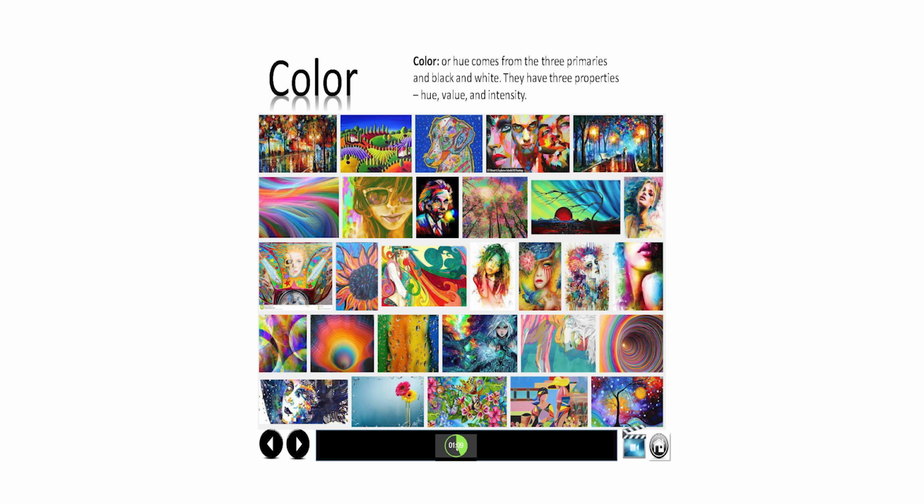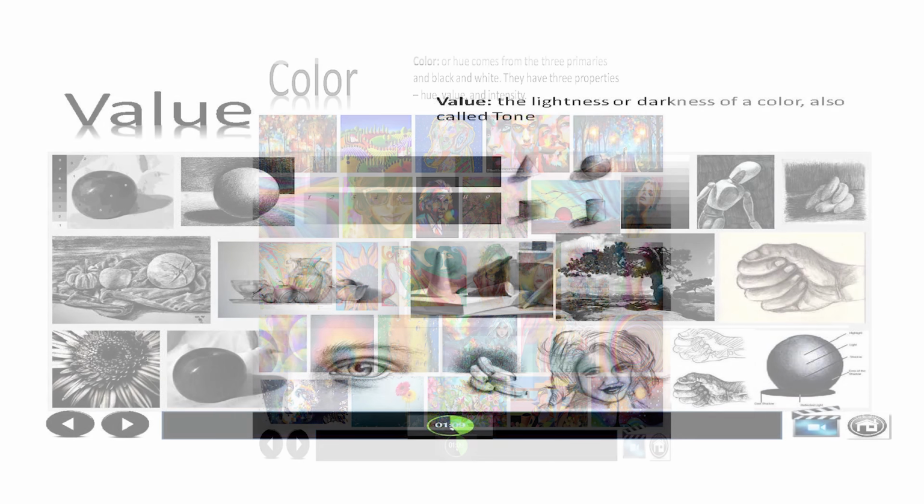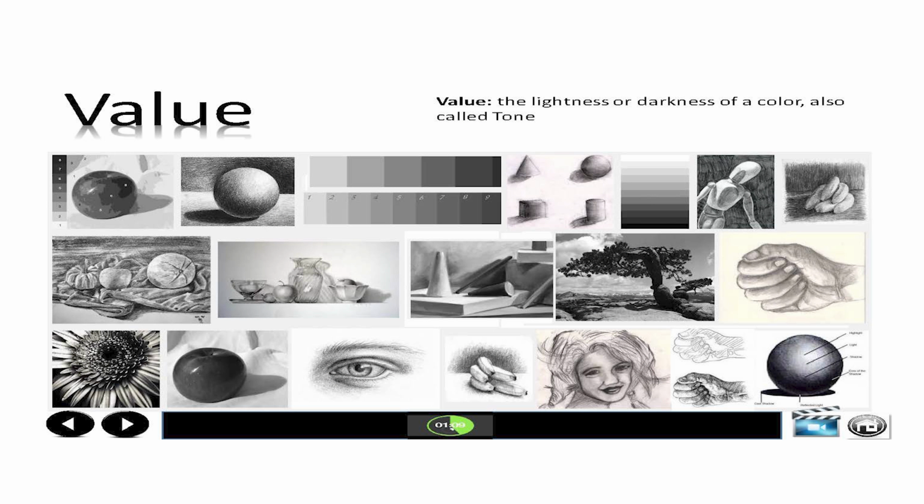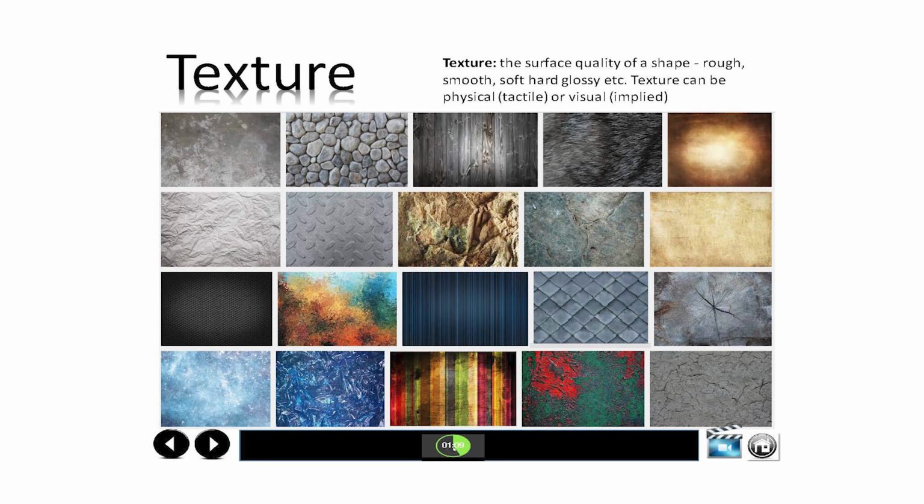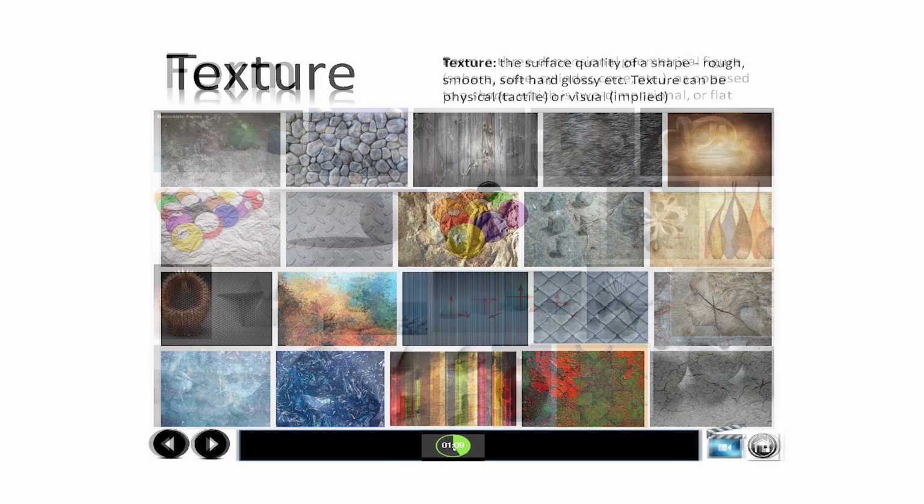Then color or hue comes from 3 primaries, plus black and white. They have 3 properties: hue, value, and intensity. And look at all these cool designs. We have value, which is the lightness and darkness of a color, also called tone. And then we have texture. Texture is the surface quality of the shape: rough, smooth, soft, hard, glossy, and it could be physical or visual.